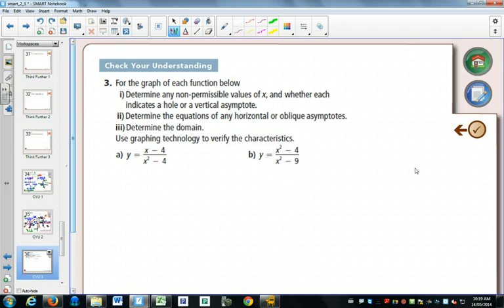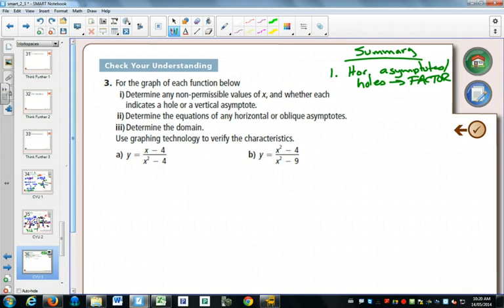So before we do this one, let's summarize what we've done so far. As far as a summary of the things, we always started with our vertical asymptotes or holes. And we do that by making sure we start by factoring. Once you've got your vertical asymptotes and holes and you've factored, then you look at the next step. Vertical asymptotes and holes were first.